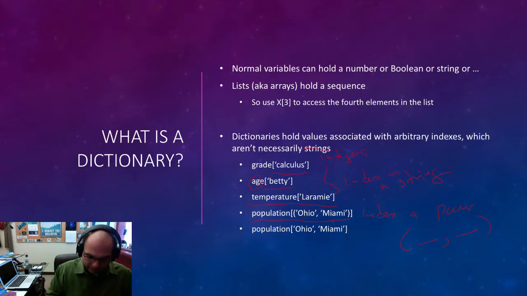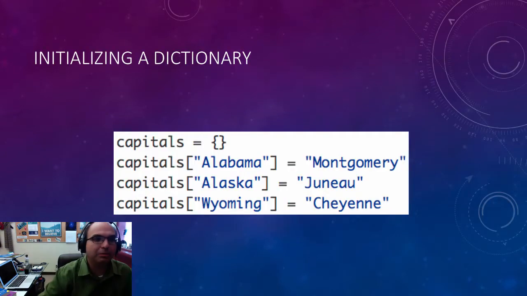Okay, if you use a pair, you actually don't need those parentheses. You can just say something, comma, something. And so population Ohio, comma, Miami is actually the same as the line above. So both of those work just fine. And that's what a dictionary is. That's what we want to do. So let's actually try to use a dictionary.